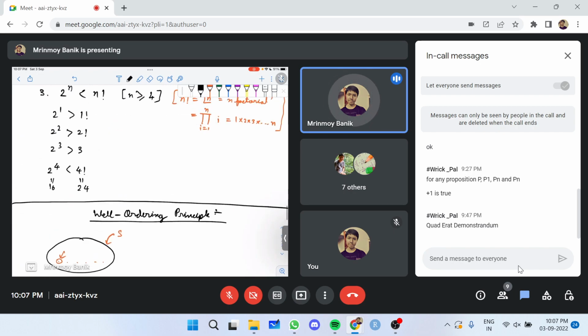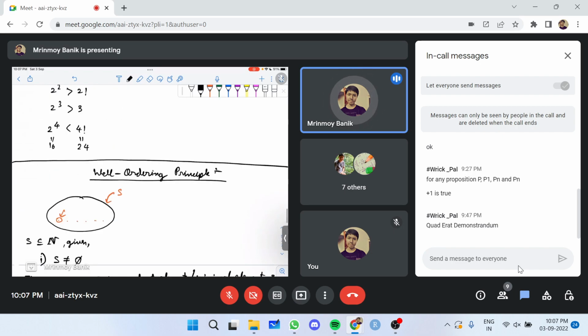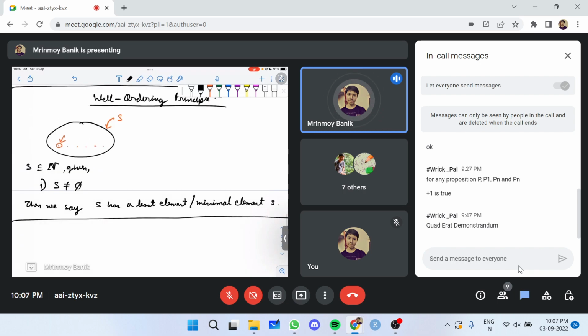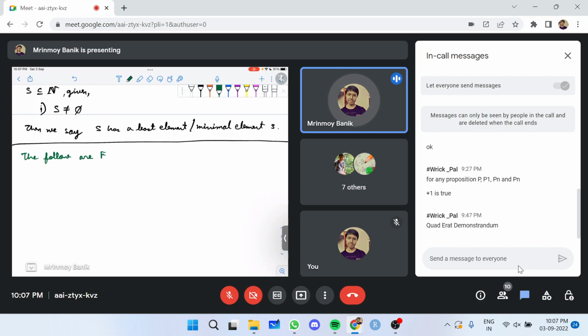Okay. So why is this obvious thing so important? It turns out that the principle of mathematical induction and this well ordering principle are both equivalent. So you have a string of equivalences, right? So we know the following are equivalent.